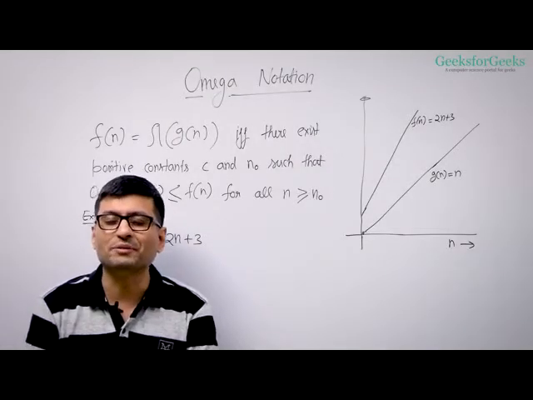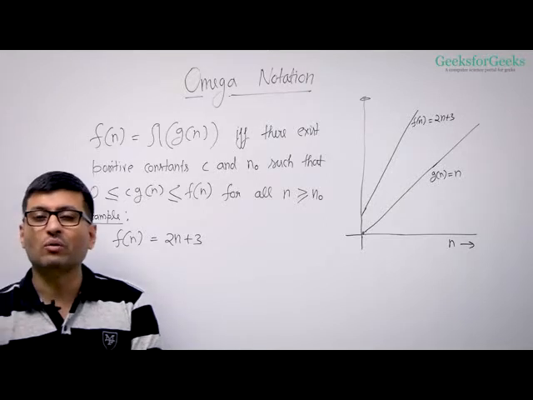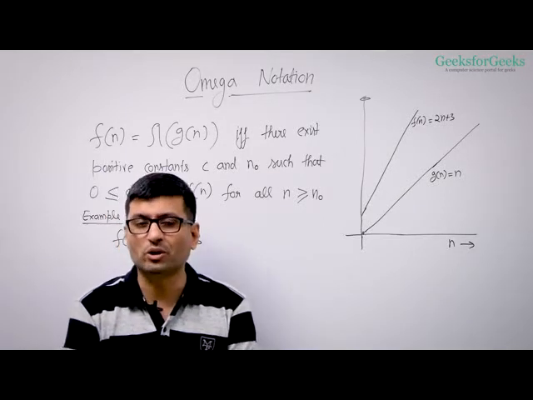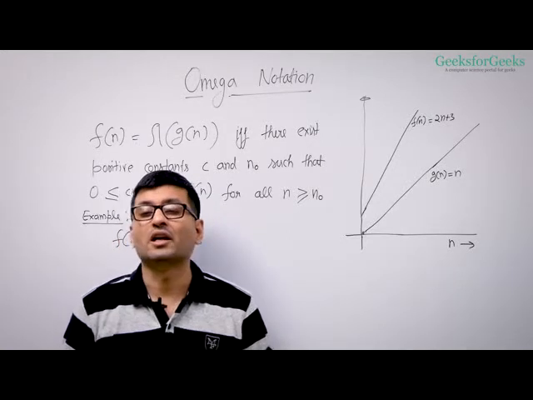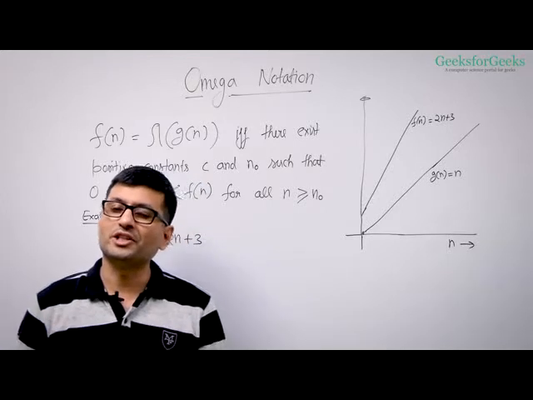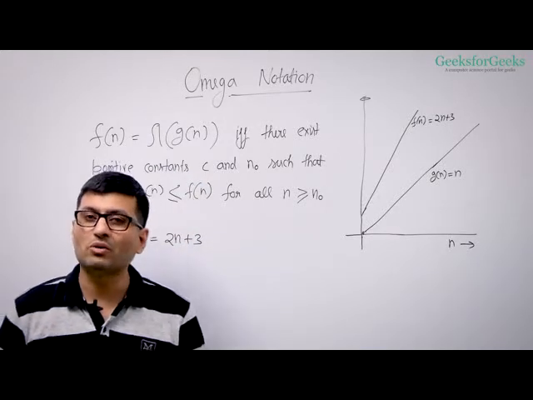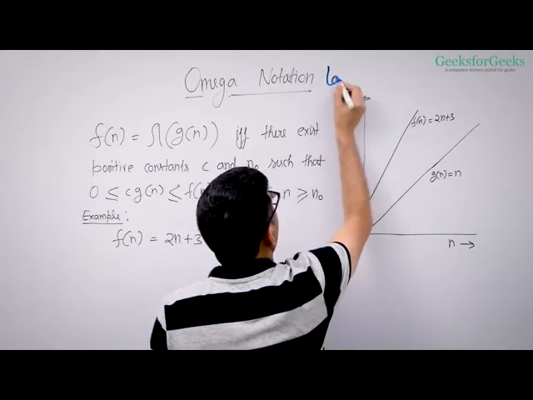Hi, in the previous video we talked about big O notation. Let us now talk about omega notation or big omega notation. Omega notation is the opposite of big O notation. Big O notation is used to provide an upper bound. Omega notation is used to provide a lower bound.